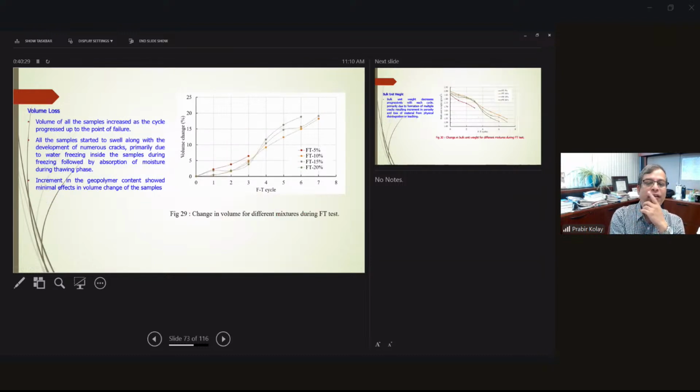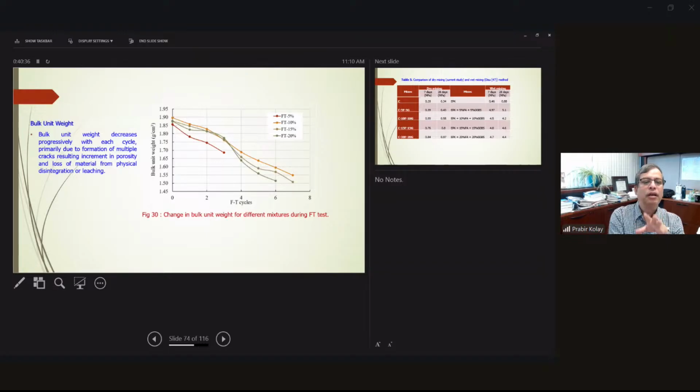Volume change behavior or volume loss you can also see from this graph. Bulk unit weight also decreases progressively with each cycle, because sometimes multiple cracks store a lot of water into that. So that's the reason the unit weight is increased.